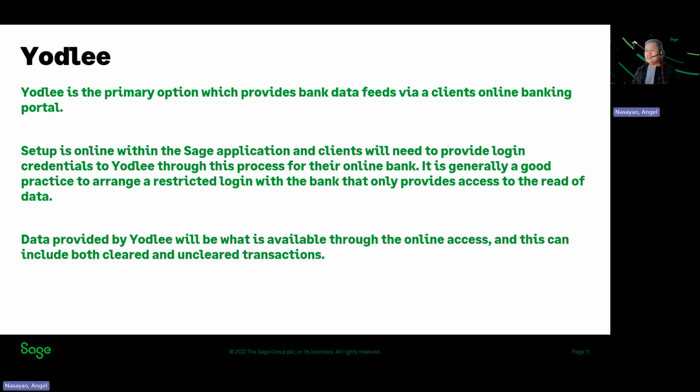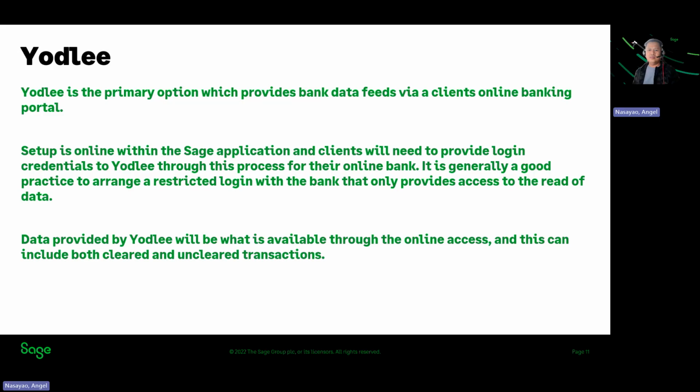And just to reiterate again, it's best practice to arrange a restricted login with your bank, with just read access primarily to your data. The data provided by Yodlee will be available through online access, and this can include both cleared and uncleared transactions. Because again, you're just accessing your online banking, right? With online banking, you have your pending and your cleared transactions in there. So most probably even the pending transactions will already be available for you to retrieve. So it may cause confusion sometimes.